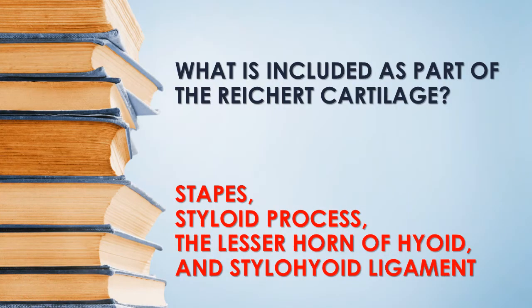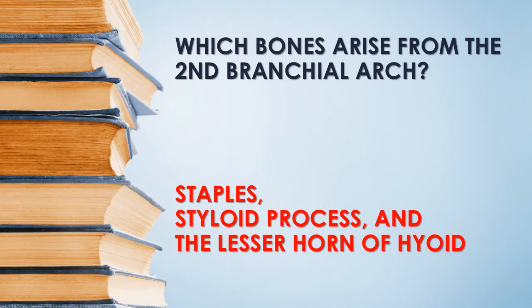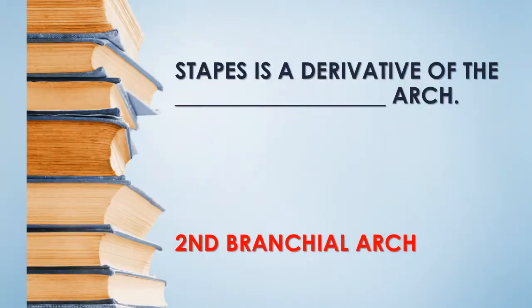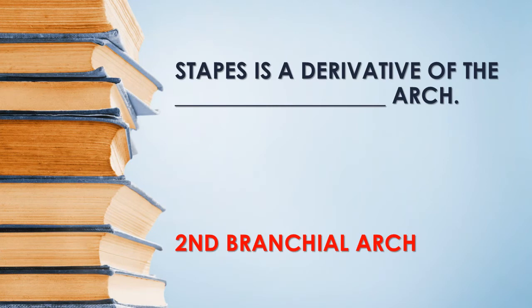What is included as part of the Reichert cartilage? Stapes, styloid process, the lesser horn of hyoid, and stylohyoid ligament. Which bones arise from the second bronchial arch? Stapes, styloid process, and the lesser horn of hyoid. Stapes is a derivative of the second bronchial arch.